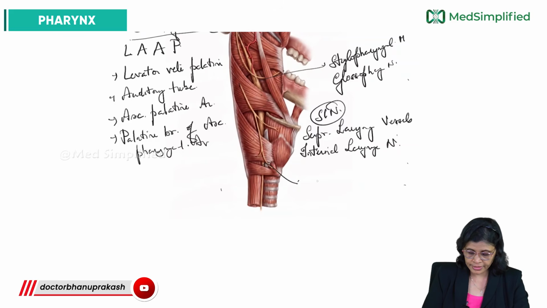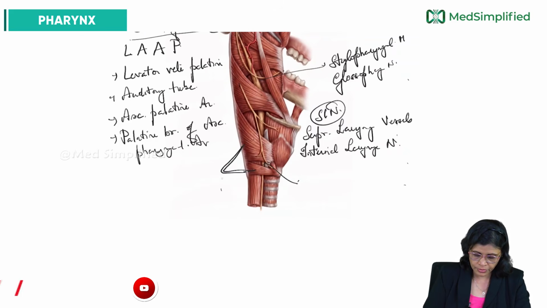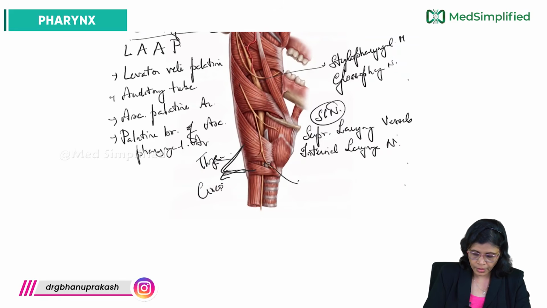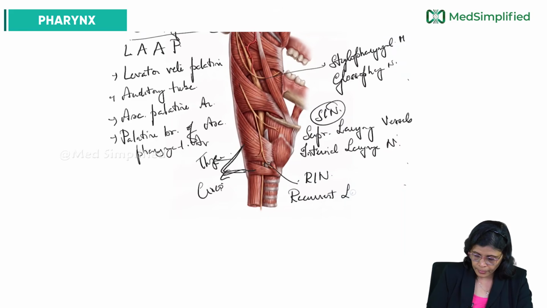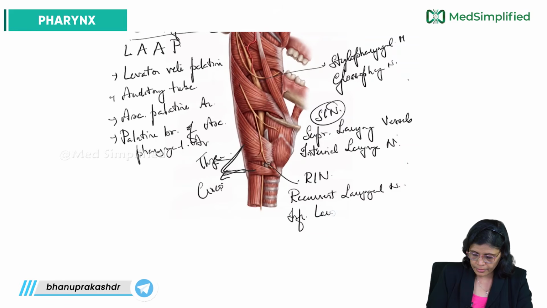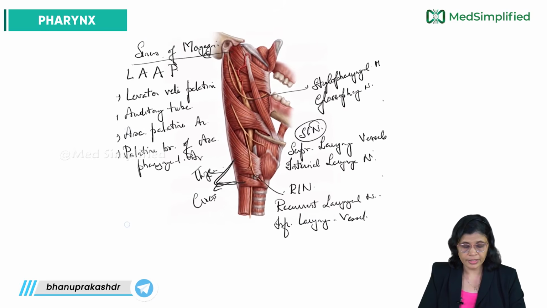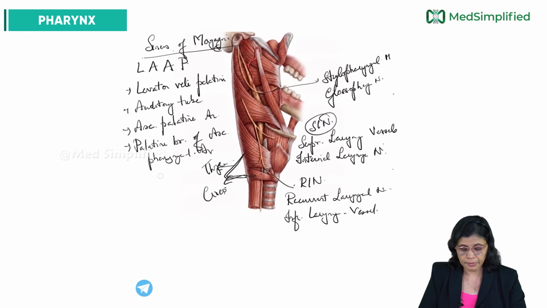And below the inferior constrictor, these are the 2 parts of the inferior constrictor, both together. This is the cricopharyngeus and this will be the thyropharyngeus here. So here we have 2 structures, that is RIN: the recurrent laryngeal nerve and the inferior laryngeal vessels. So these are the structures passing through the gaps between the constrictor muscles.